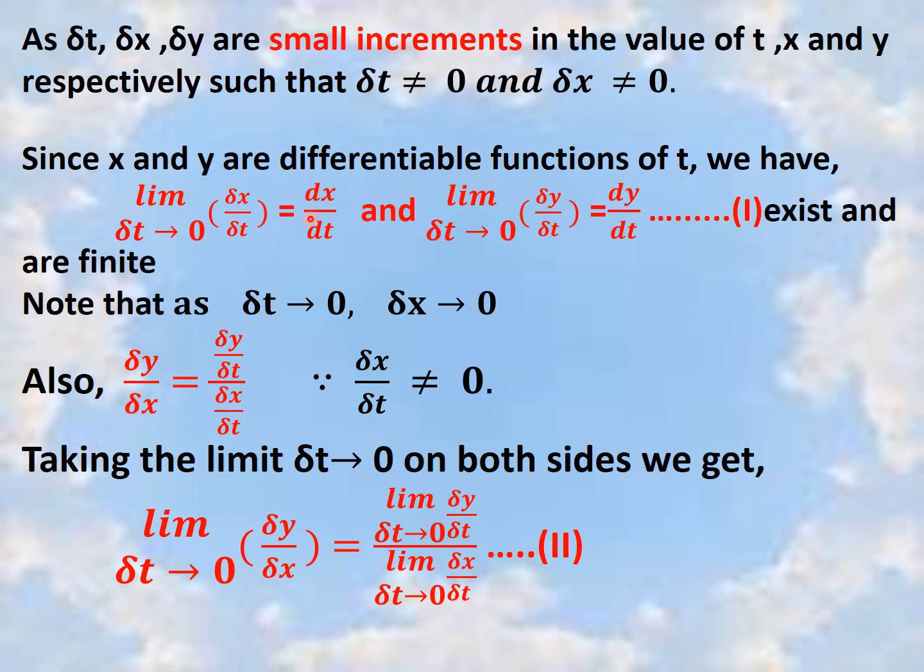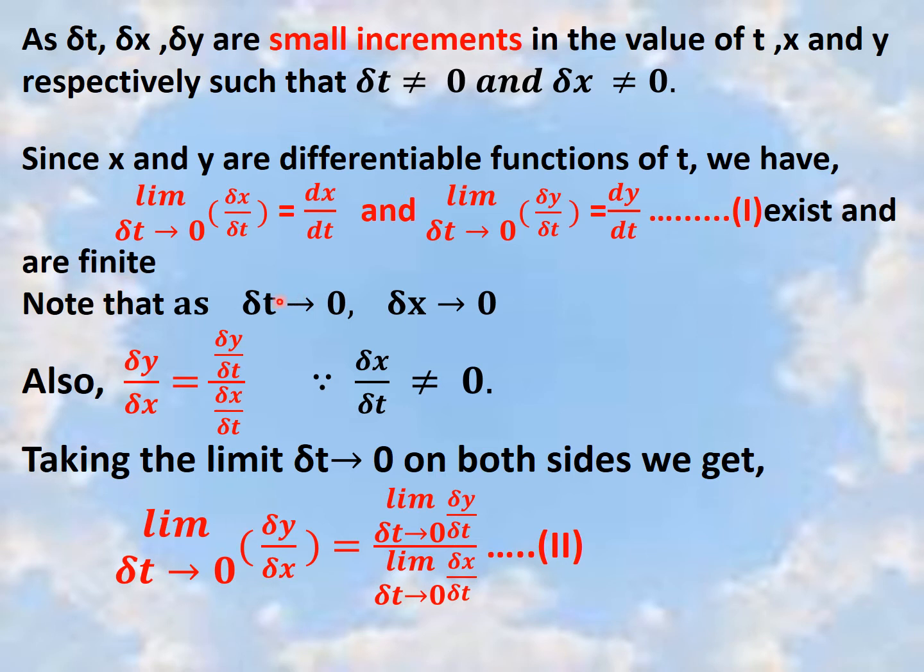We can define the derivative as limit delta t tends to 0 delta x upon delta t which is equal to dx upon dt, and limit delta t tends to 0 delta y by delta t which is equal to dy by dt, and we can say these limits exist and which are finite.